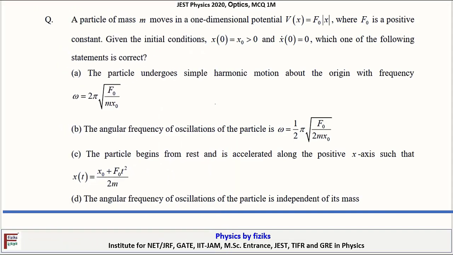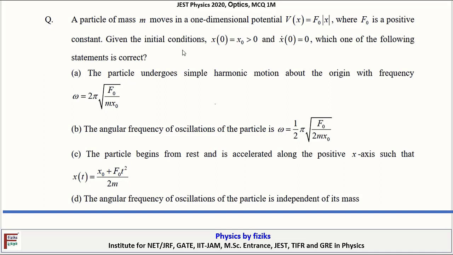We are discussing JEST Physics 2020 optics problems. Here we have a 1 mark MCQ problem. Let us read the statement of this problem. A particle of mass m moves in a one-dimensional potential V(x) equals F0 mod of x, where F0 is a positive constant. Given the initial condition, that is x(0) equals x0 greater than 0 and x dash 0 is 0, which one of the following statements is correct?